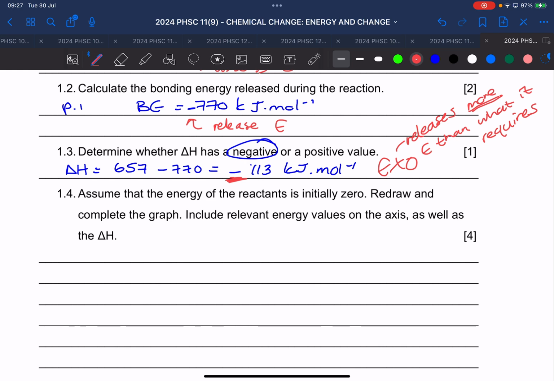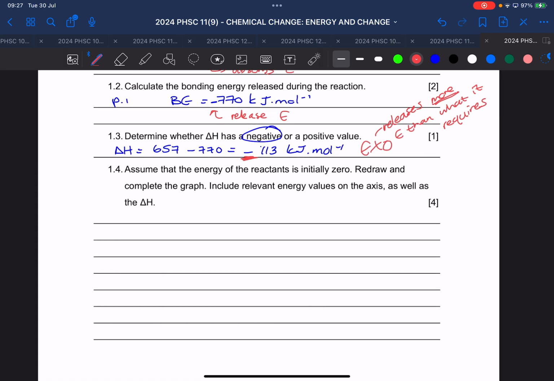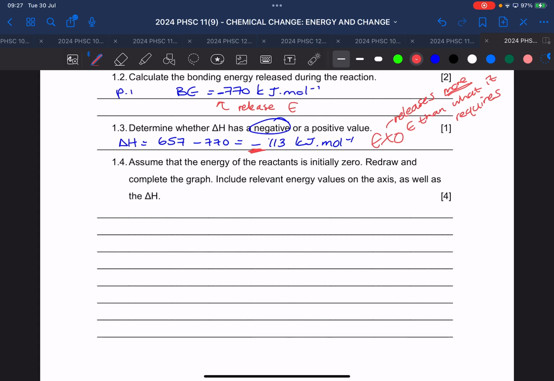Okay, you need a ruler. Now it says, assume that the energy of the reactants is initially 0. Okay, it will hardly ever be 0, but let's assume it will be 0. Redraw and complete the graph. Include relevant energy values on the axis as well as the enthalpy. Okay, so there we have our graph.